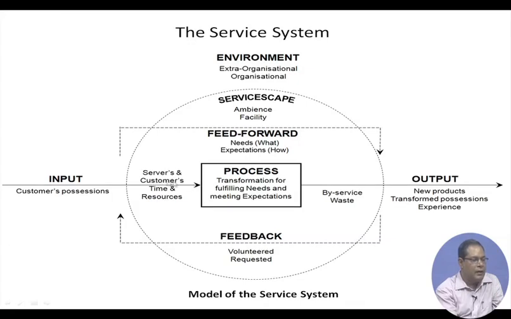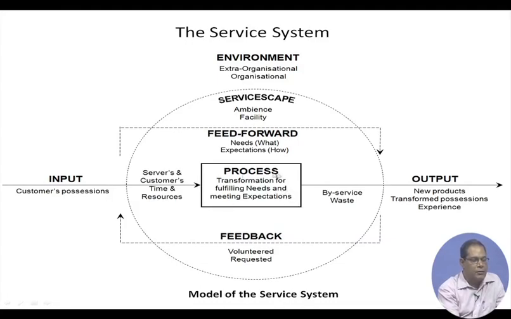Now, here there are the server's and customer's time and resources which also get into the process as an input. So, the server gives some time and spends some resources on the broken down car, and the customer also gives some time and resources, and together all this goes as an input to the process. Now, the process is a transformation process where the needs are fulfilled. Some transformation is done to fulfill the needs and to meet some expectations. Needs may be that the car is properly rectified and serviced, and the expectations are that it is handled with care and it is given to the customer in such a way that the customer feels satisfied or delighted.